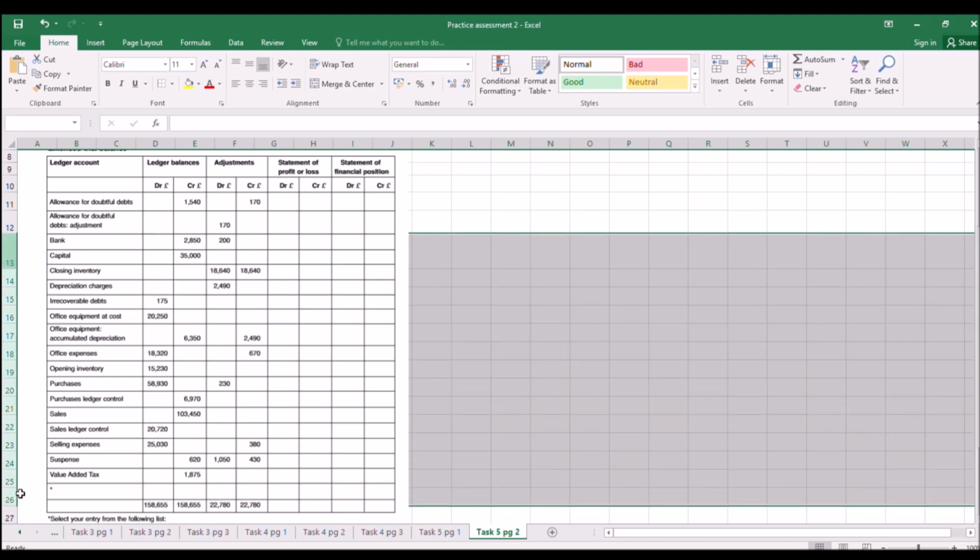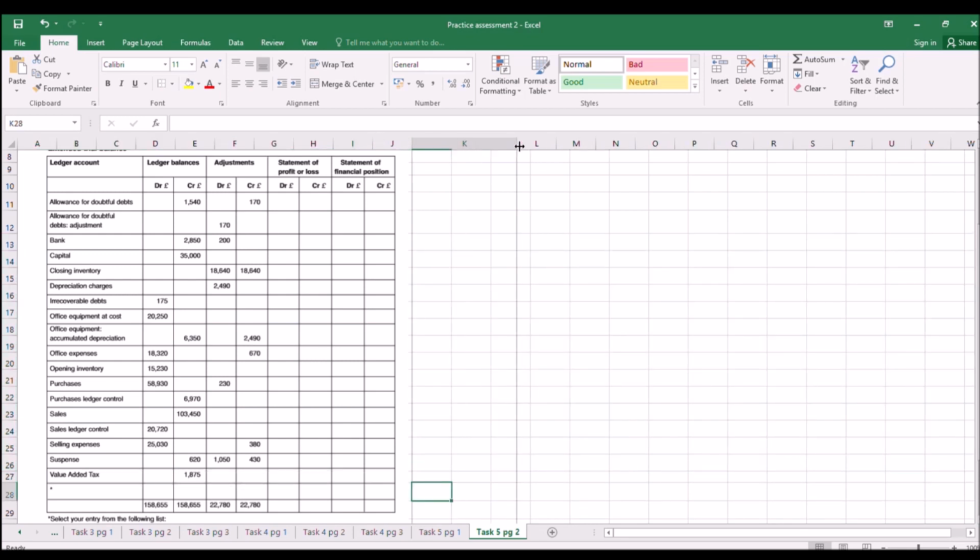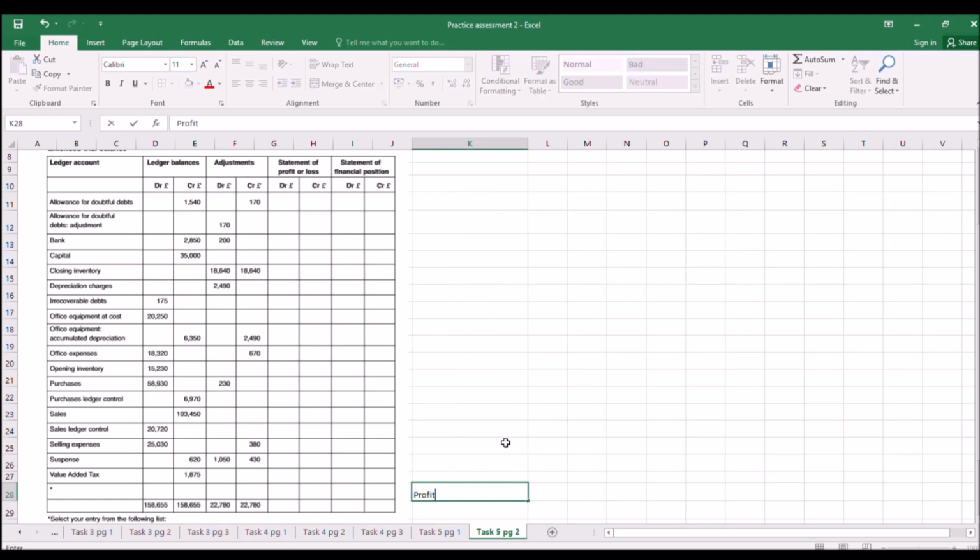And that will just make it a lot faster going through. Okay, that will be the last one. Alright, and we'll type in that profit and loss one just here. Profit and loss for the year.